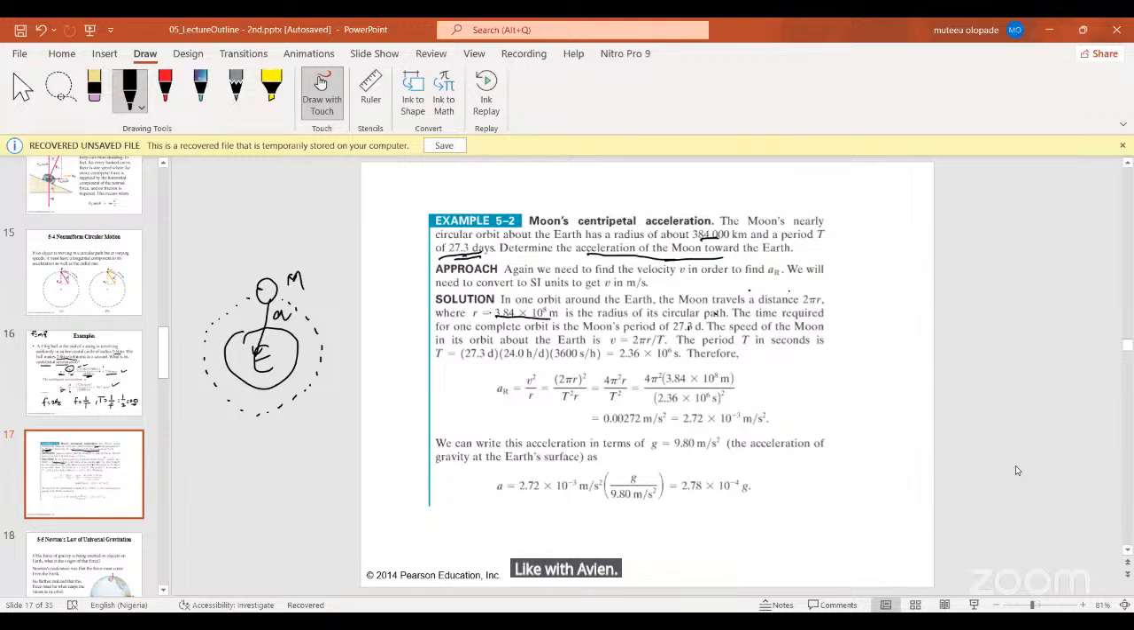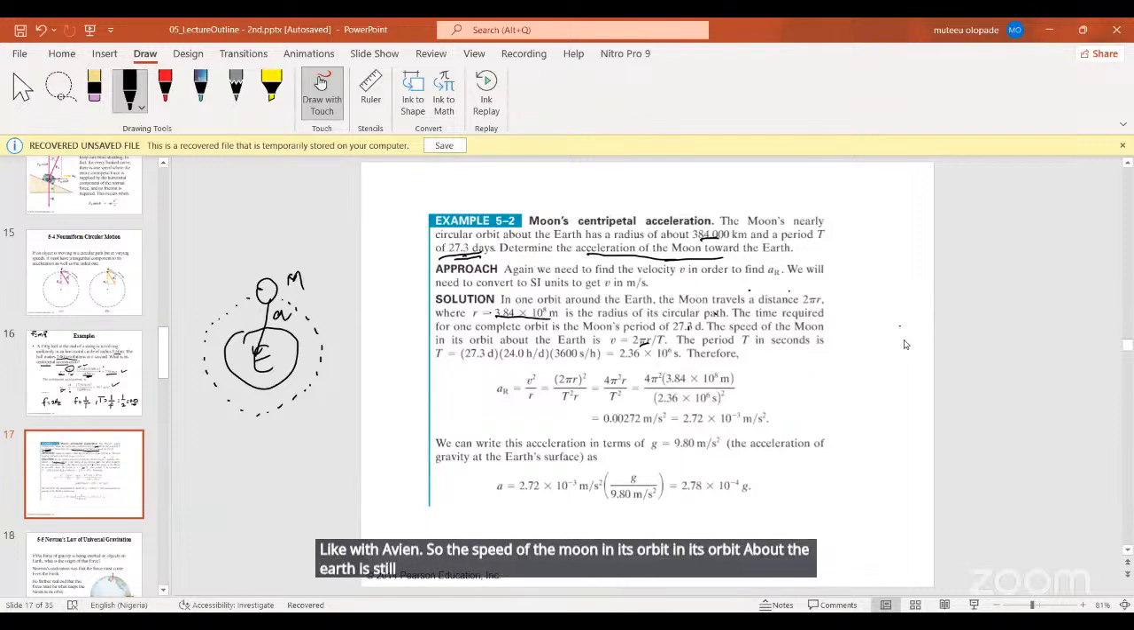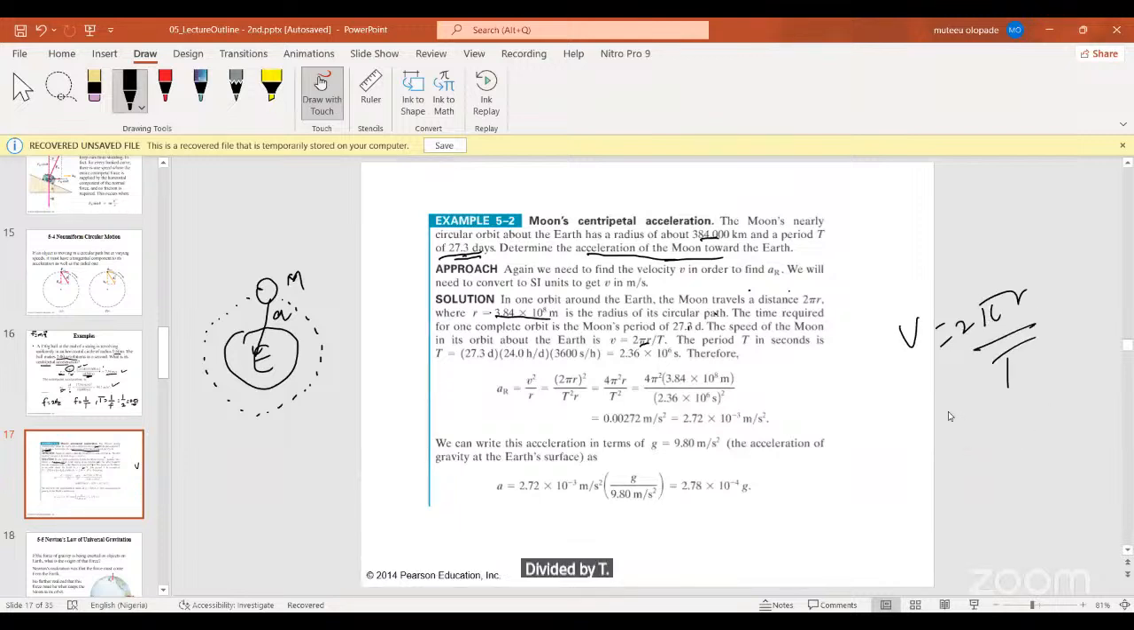So the speed of the moon in its orbit about the earth is still given as what we used earlier. V is equal to 2 pi r divided by T. The period T in seconds is given as this because it's in days, so we have to convert to seconds. And that is what had been done here, which gave us 2.36 times 10 to the power 6 seconds.